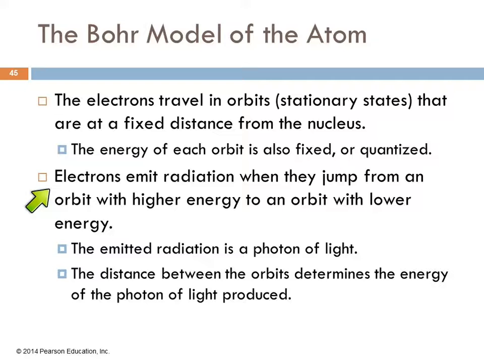Electrons emit radiation when they jump from an orbit with higher energy to an orbit with lower energy. So if they go from a high energy orbit, they've got high energy, they go to a lower energy orbit, where does the energy go? Well, it gets spit out as a photon of light. They emit light with a particular energy, a particular wavelength. The emitted radiation is a photon or a packet of light, because light can act as particles. The distance between the orbits is going to determine the energy of the photons of light that are produced.